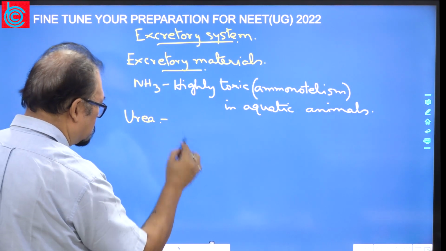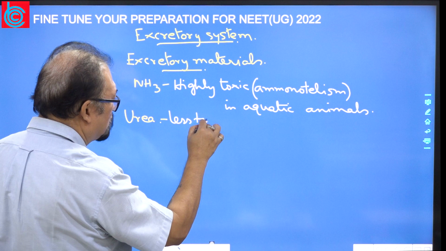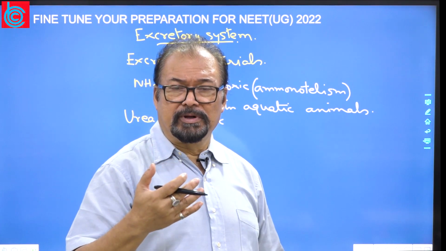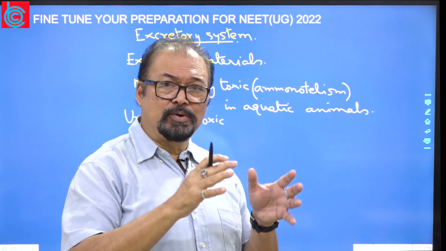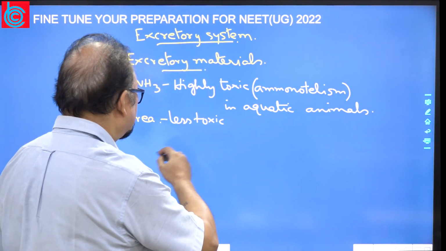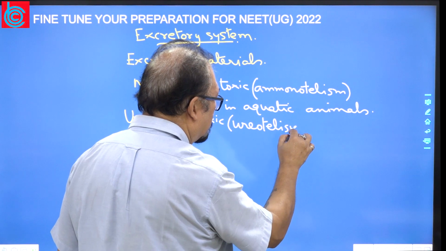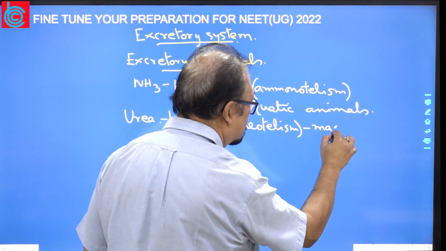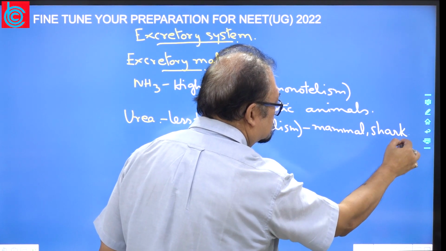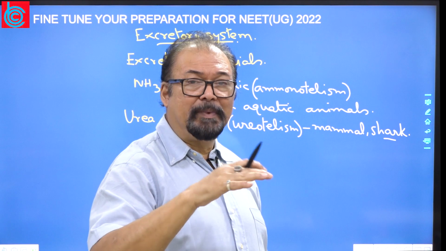Urea. Less toxic. For some time being, it can be retained in the body, less toxic, and less amount of water than ammonia is required to eliminate them from the body. So, urea is the ureotelism. In which animals? Mammal and shark. Shark is a fish, aquatic obviously, but it excretes urea just to maintain the ionic balance.